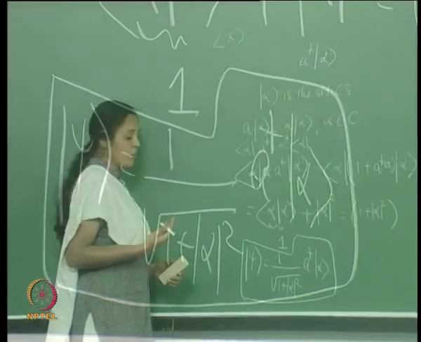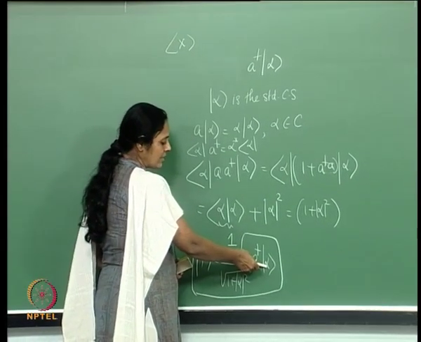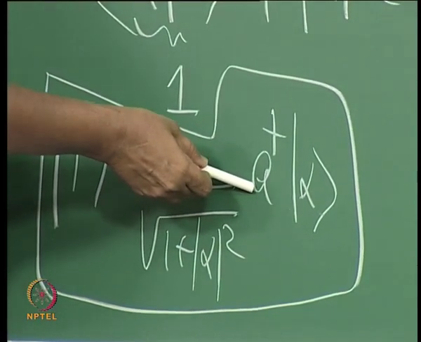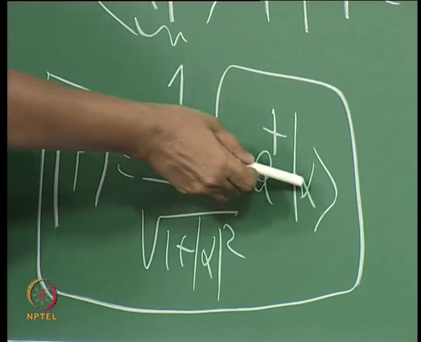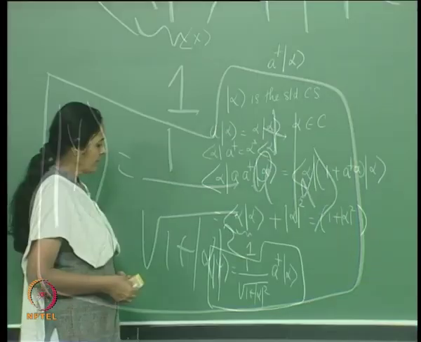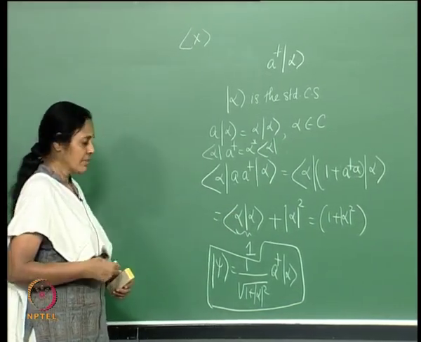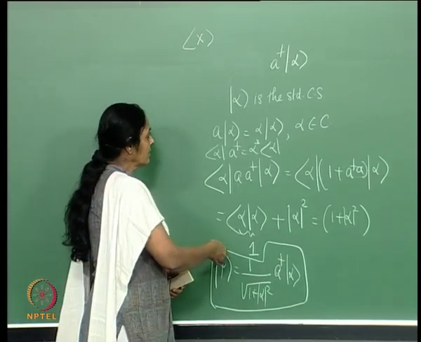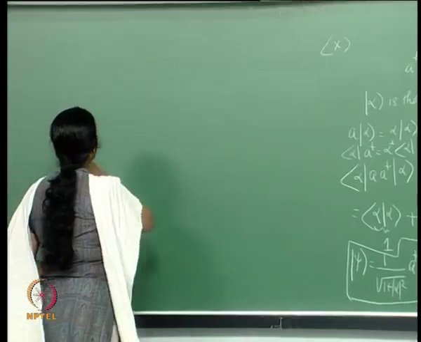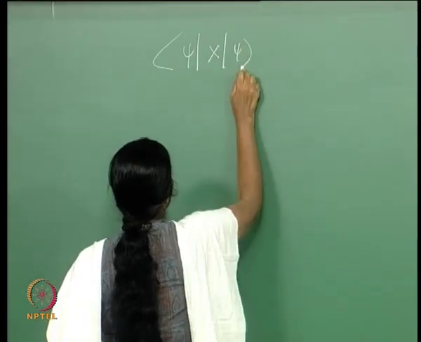Now, in the parlance of quantum optics, what is it that I have done? Taken the standard coherent state of light, acted once with the photon creation operator. So, this is a photon added coherent state, suitably normalized, or the single photon added coherent state. Now, I want to calculate expectation x in this state. This is what I wish to find.